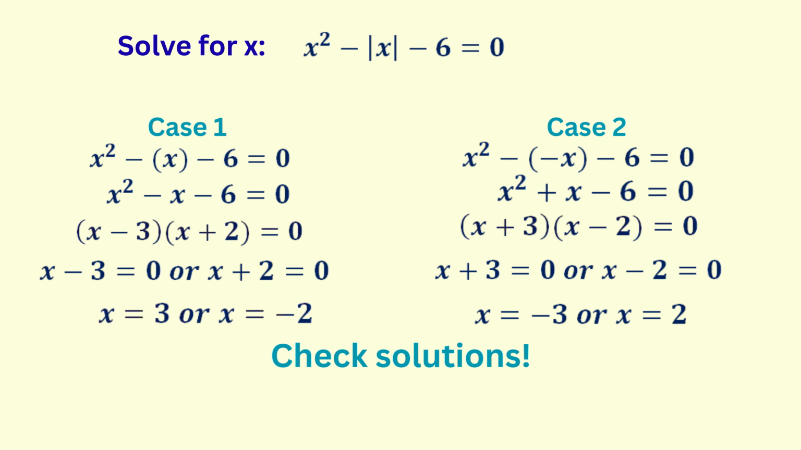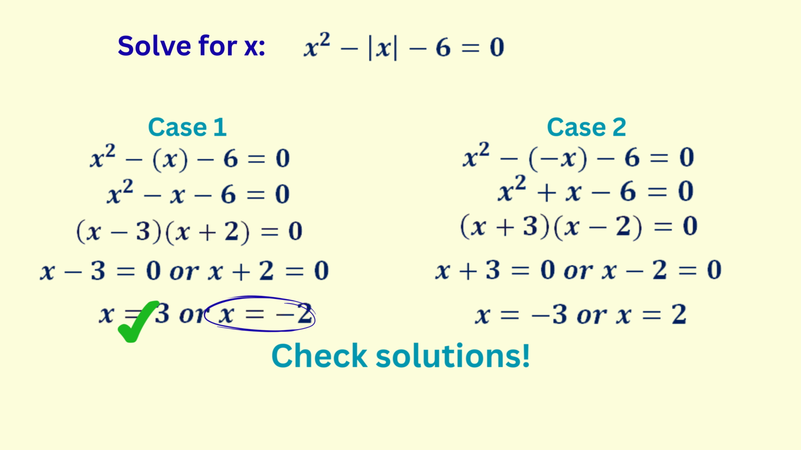Now always remember to check your solutions, since not all 4 solutions will work. Let's substitute each solution into the original equation. We'll begin with x equals 3. So we'll get 9 minus the absolute value of 3, which is 3, subtract 6 equals 0. So this solution is valid.